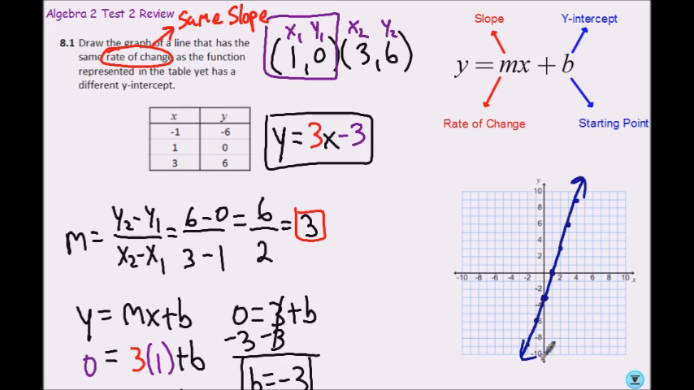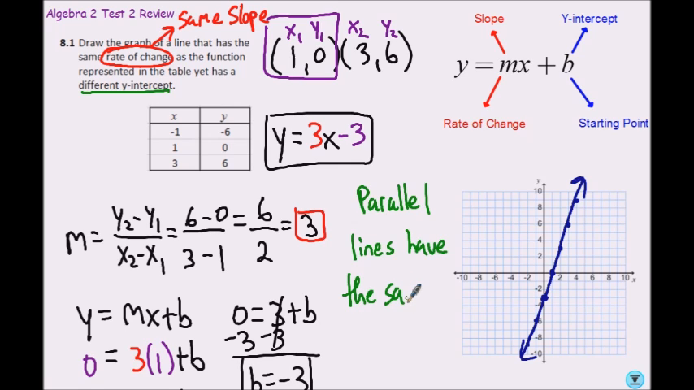It says, draw the graph of a line that has the same rate of change as the function represented in the table, yet has a different y-intercept. Well, basically, this is a real tricky way of asking. One note to squeeze in here is that parallel lines have the same slope. And that's what they're really asking for here.